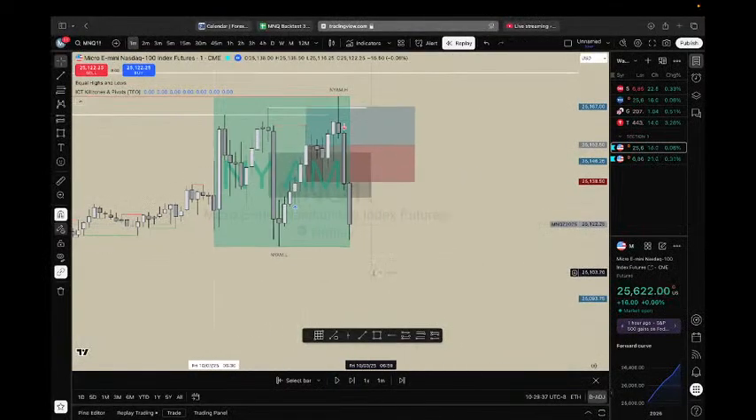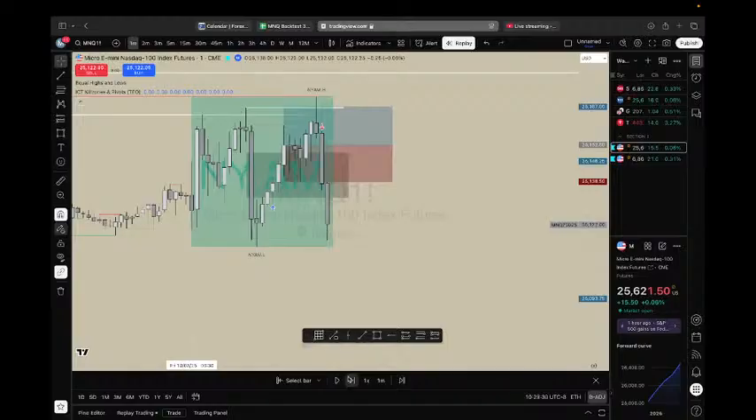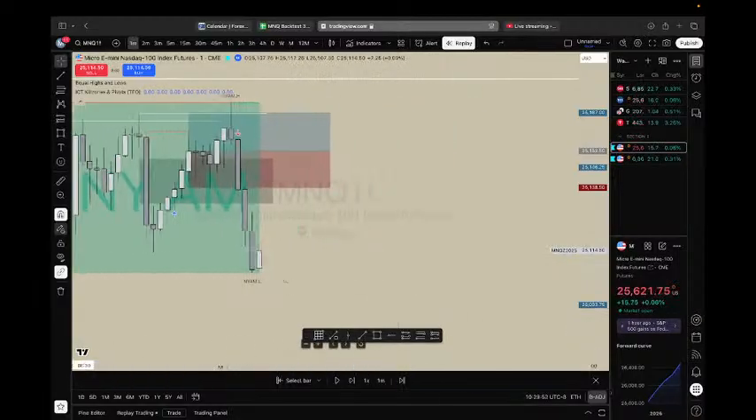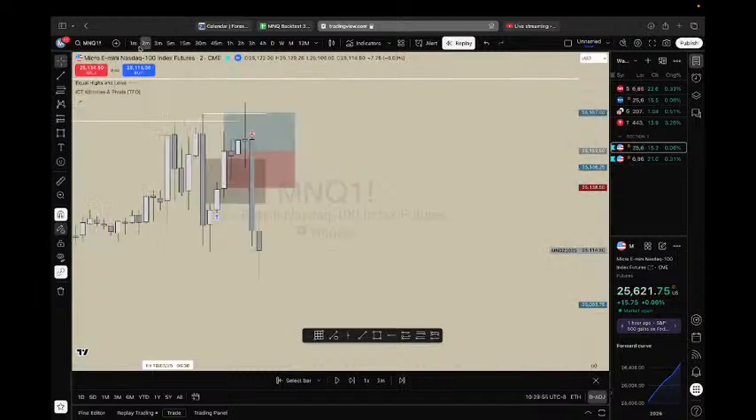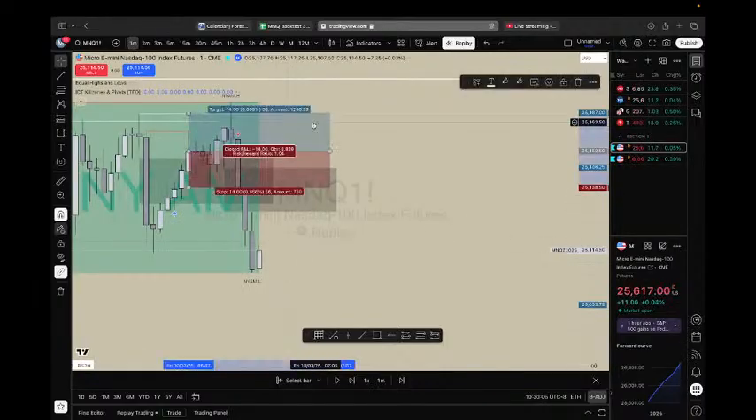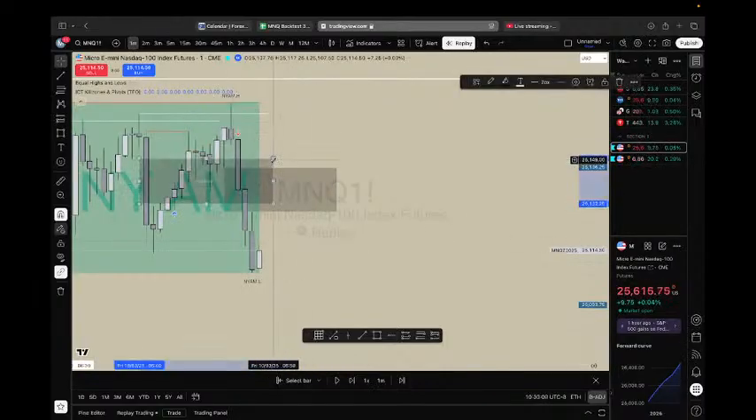All right, let's just see what we can get now. Sweep. I mean, this isn't that bad of an entry, but I want one fair value gap. This is a good fair value gap right here. Look, boom. Imagine this is the entry. Okay, let's delete this.